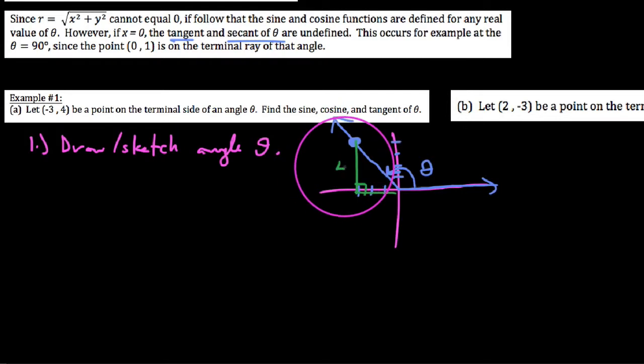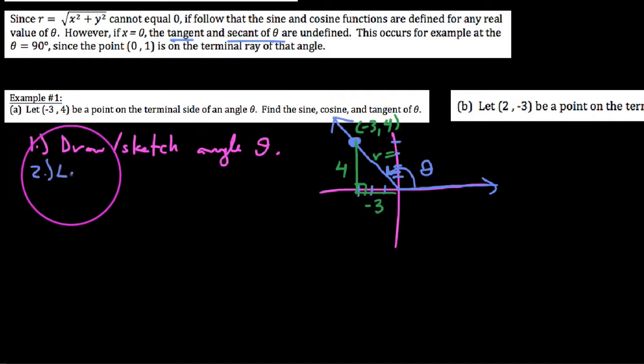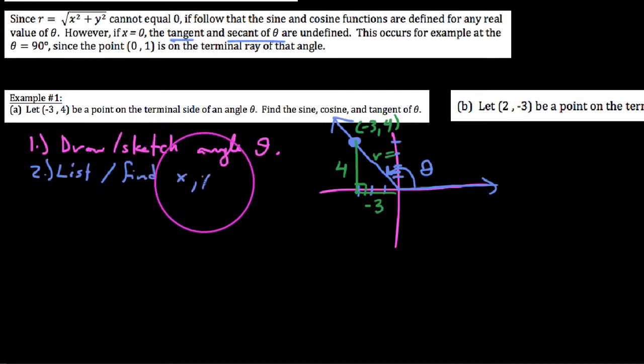We know that the height is 4. We know this because that is the y value of this point. We say -3, 4. And we know that this right here, this bottom leg, I'm going to write a -3 on this. The only thing we don't know is r. So my next bit of wisdom is this. We're going to list and or find x, y, and r.